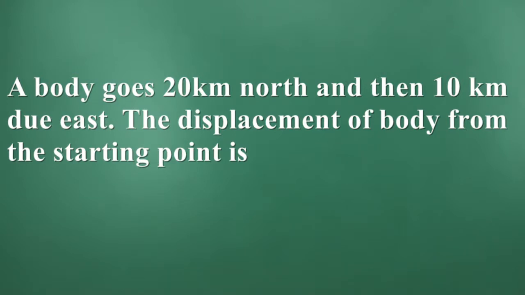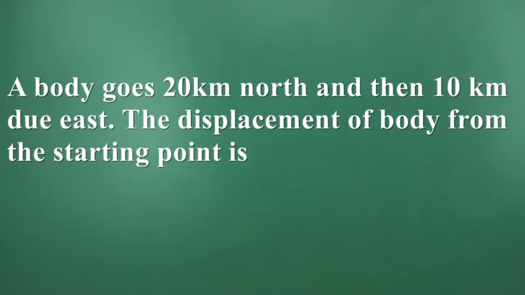Second problem. A body goes 20 km north and then 10 km due east. The displacement of the body from the starting point is. A body goes 20 km north and then 10 km due east. The displacement of the body from the starting point is.